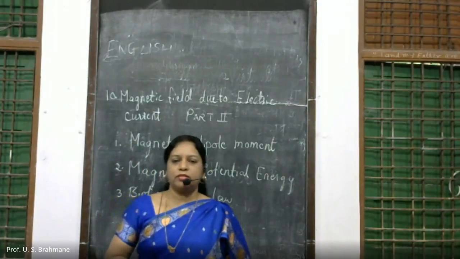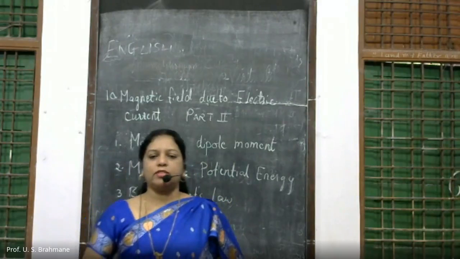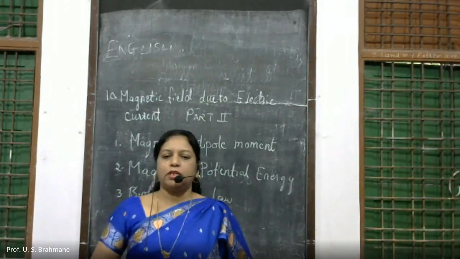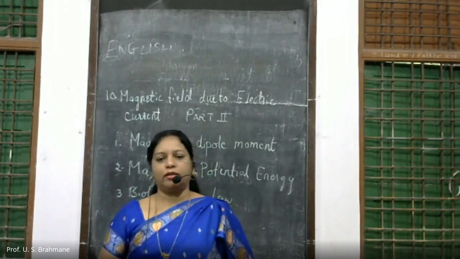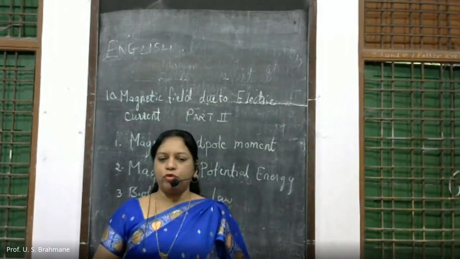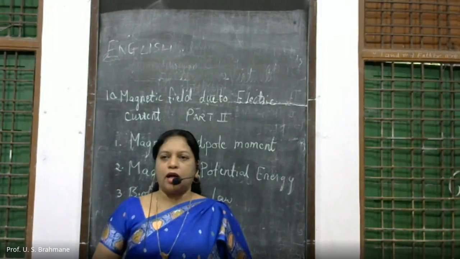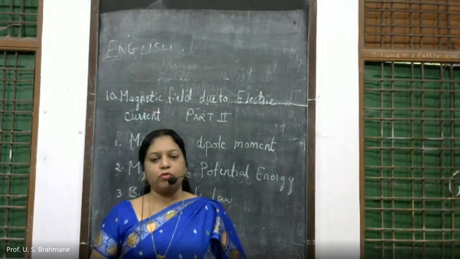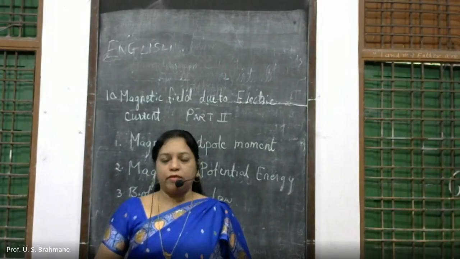Good morning, friends. Welcome to our 12th physics lecture, chapter number 10, magnetic field due to electric current. In the last lectures, we'll just have a review of it. We have seen how a magnetic field is created because of electric current. Then we saw the direction of the magnetic field was given by the right hand rule.